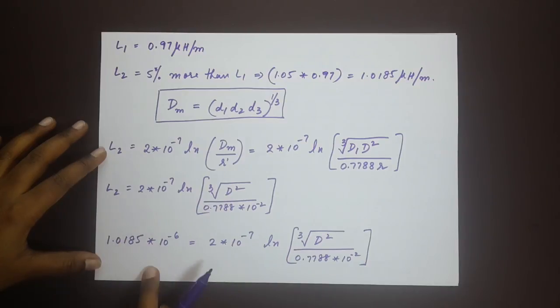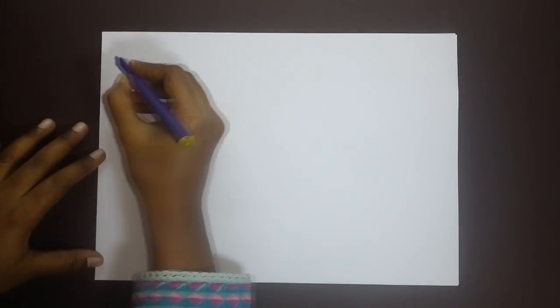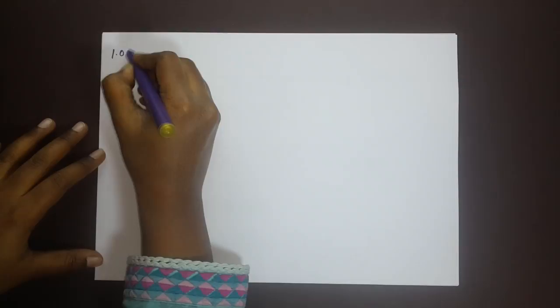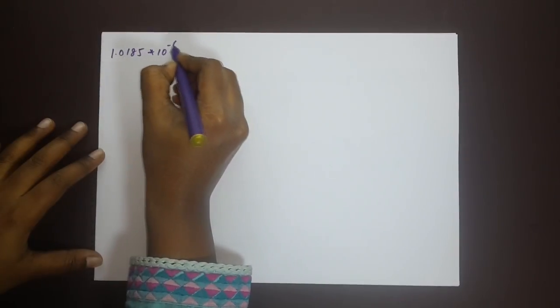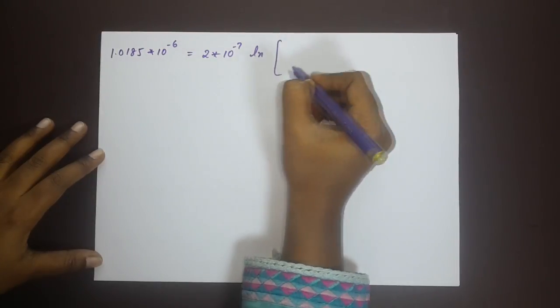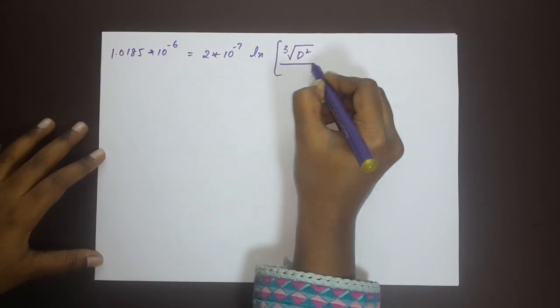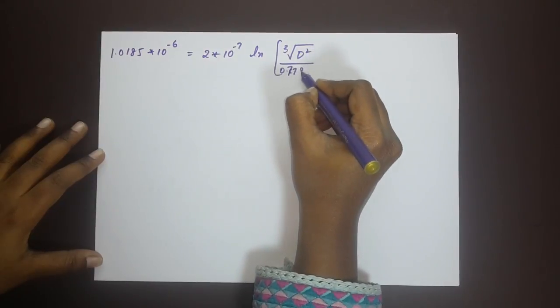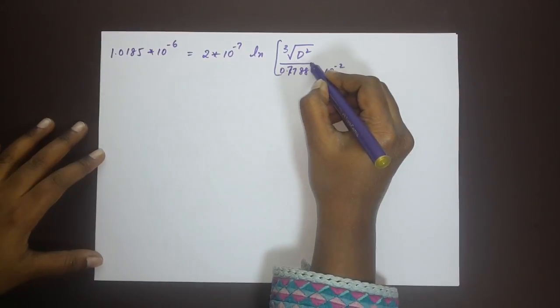That becomes, you will have to divide, which would be equal to ln of this, and in order to eliminate the logarithm term, you will have to raise it to the exponent e. I think I'll just show that part to you. So we have here 1.0185 into 10 power minus 6 is equal to 2 into 10 power minus 7 ln of cube root d square divided by 0.7788 into 10 power minus 2.